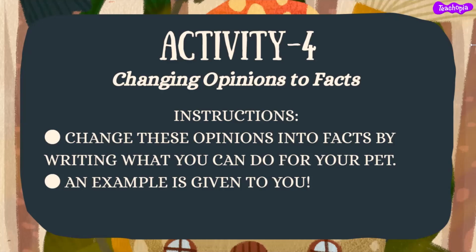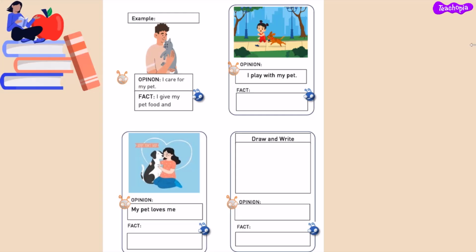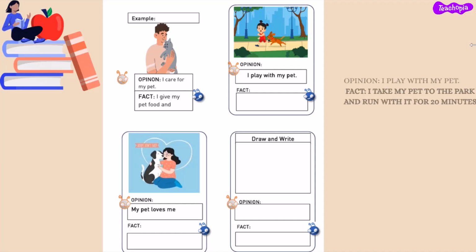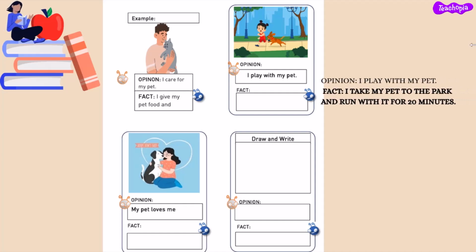So moving on to activity 4, changing opinions to facts. So we have to change these opinions into facts. So one example is already given where it's told the opinion, I care for my pet, whereas the fact is I give my pet food and water. The same way, the second one says the opinion is I play with my pet.